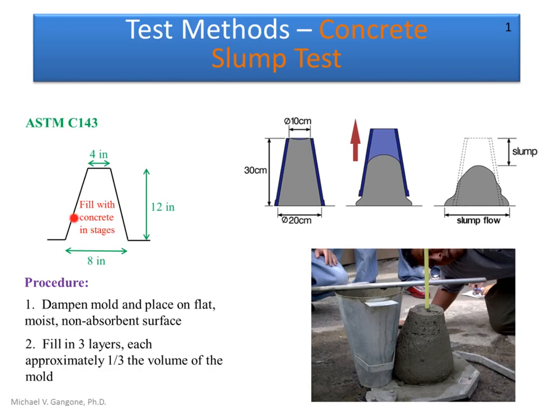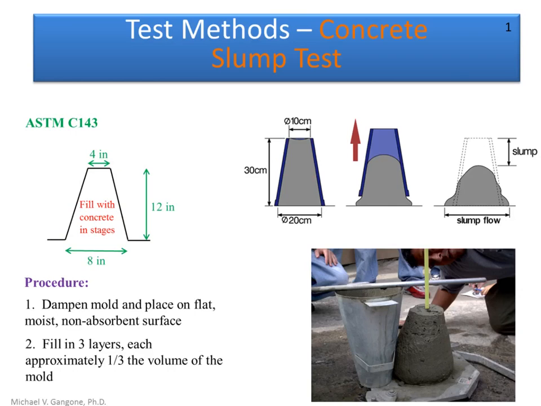We have a cone frustum here that has certain dimensions outlined in the ASTM standard. What we're doing is filling this cone in 3 equal layers. Each layer is rodded 25 times. So the total number of rods is 75 throughout this entire thing, but each layer gets 25 rods.